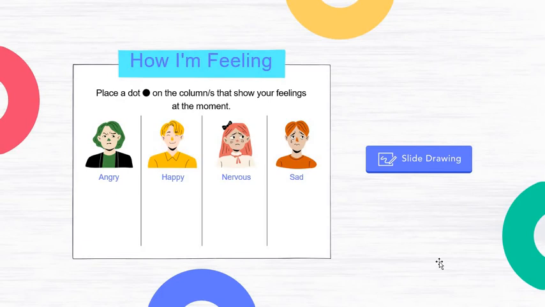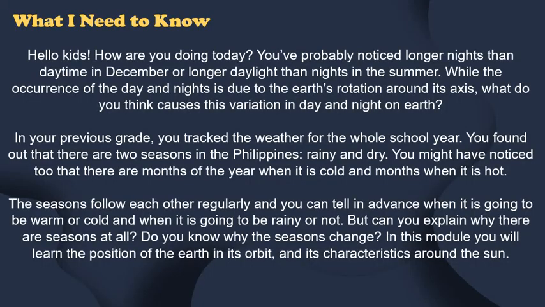Okay, so how are you feeling right now? Place a dot on the column or columns that show your feelings at the moment. Are you angry? Are you happy? Nervous or sad? Thank you very much for doing that. Let's proceed.